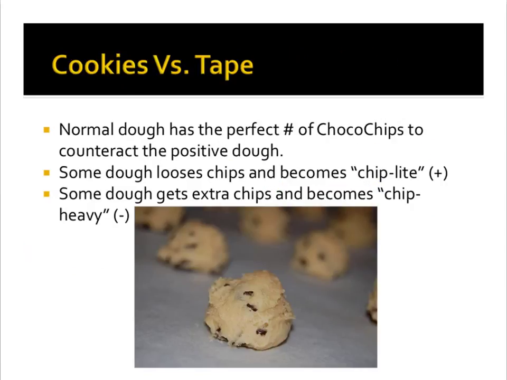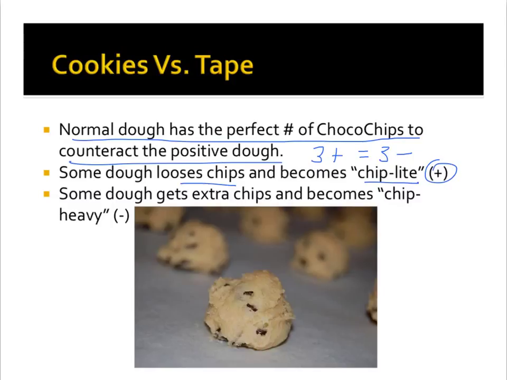Okay, cookie versus tape. A normal dough has a perfect balance. If it has 3 positive, it has 3 negative, so they balance each other out. But some dough loses its chips and becomes chip light, or positive. Some dough gets extra chips, that would be chip heavy, and it's left with a negative.